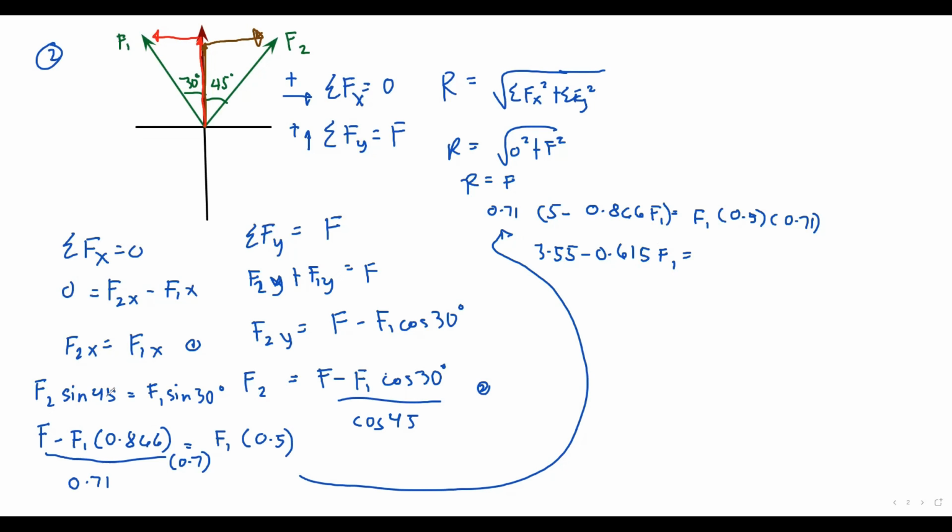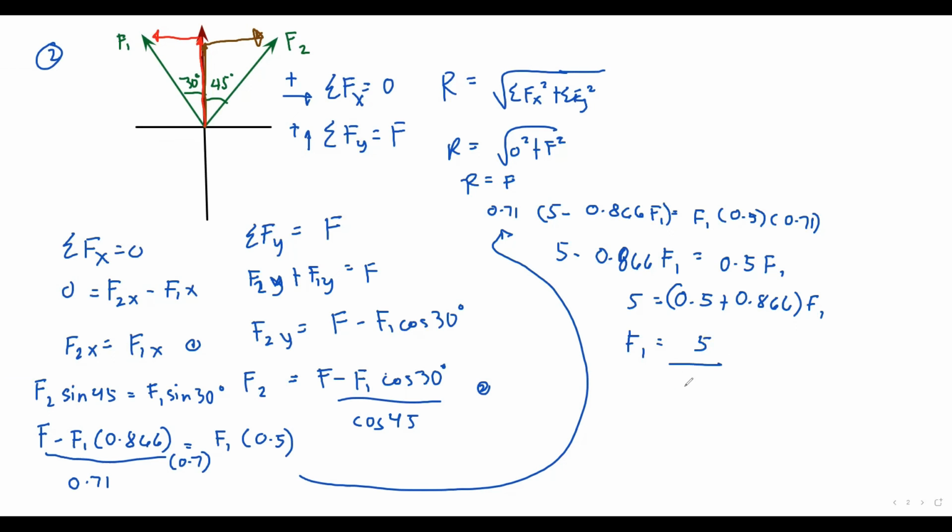Actually, pwedeng mag-cancel out itong cosine 45 tsaka sine 45 natin. So kung ka-cancel out natin siya, magiging ganito na yung working equation natin. Magiging 5 minus 0.866 F1 is equals to 0.5 F1. Okay, so 5 is equals to 0.5 plus 0.866 parenthesis F1. So F1 is equals to 5 over 1.366. Okay, so F1 is equals to 5 divided by 1.366, is equals to 3.66.